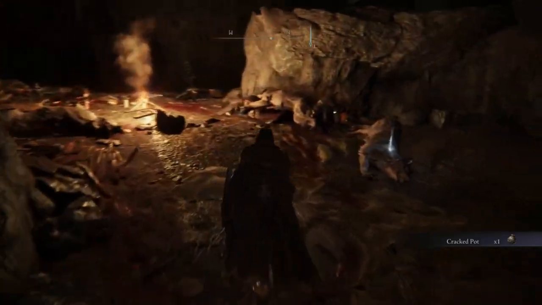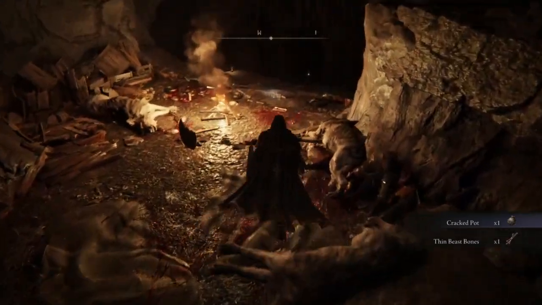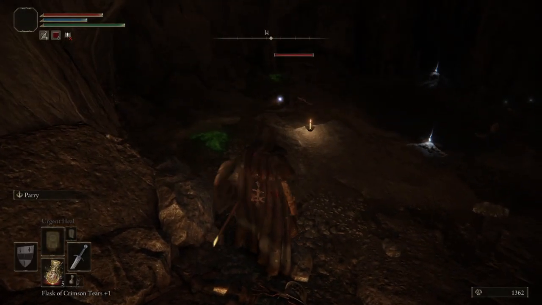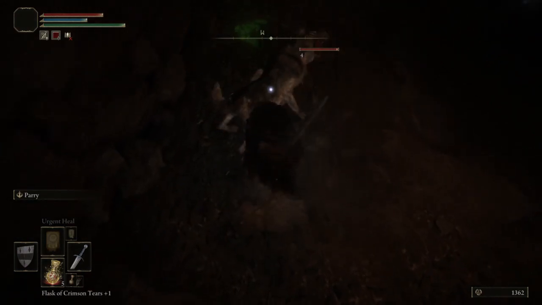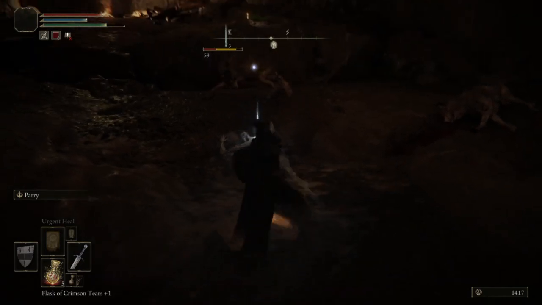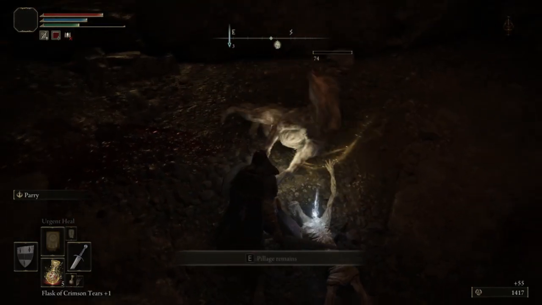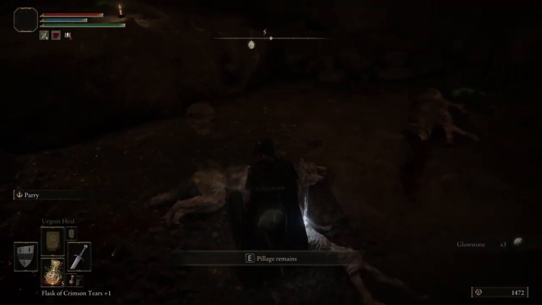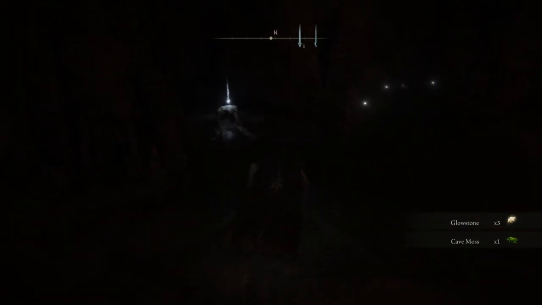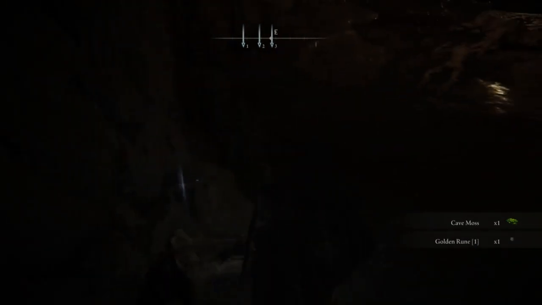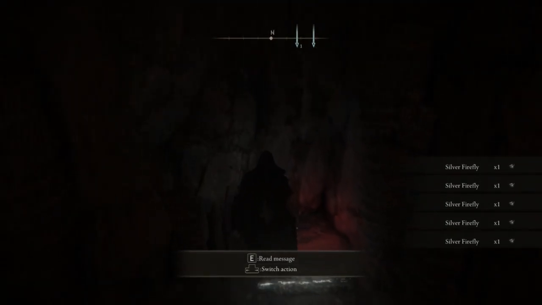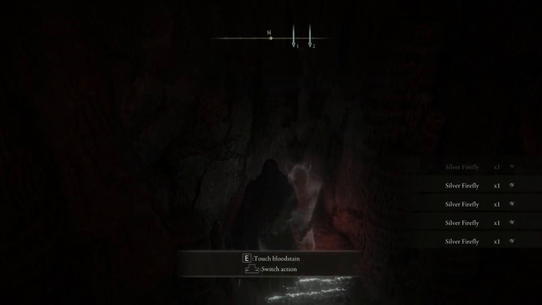Cracked pot. I think beast bones. I wish we could find some... Yeah, I see you, I see you. Okay. Glowstone and moss. Golden roll. Is that it? Oh, secret hat? What? Try gesturing.